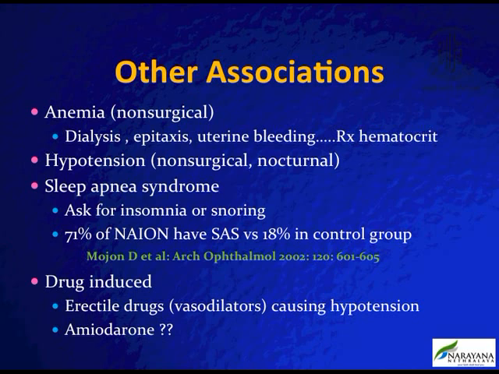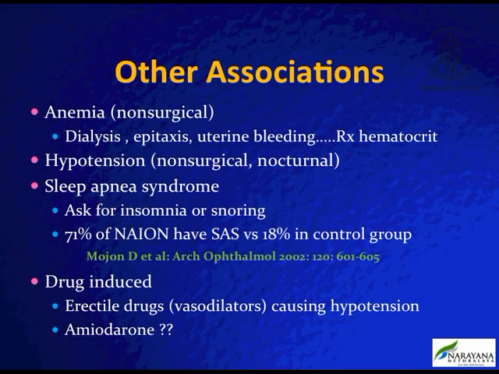Now, other associations which can also lead to NAION is basically anemia, which could be surgical, I mean acute blood loss, but otherwise non-surgical would mean dialysis, epistaxis. In this case, you need to treat the hematocrit values. Second is hypotension, which is a very important thing. Non-surgical and nocturnal hypotension is very important.